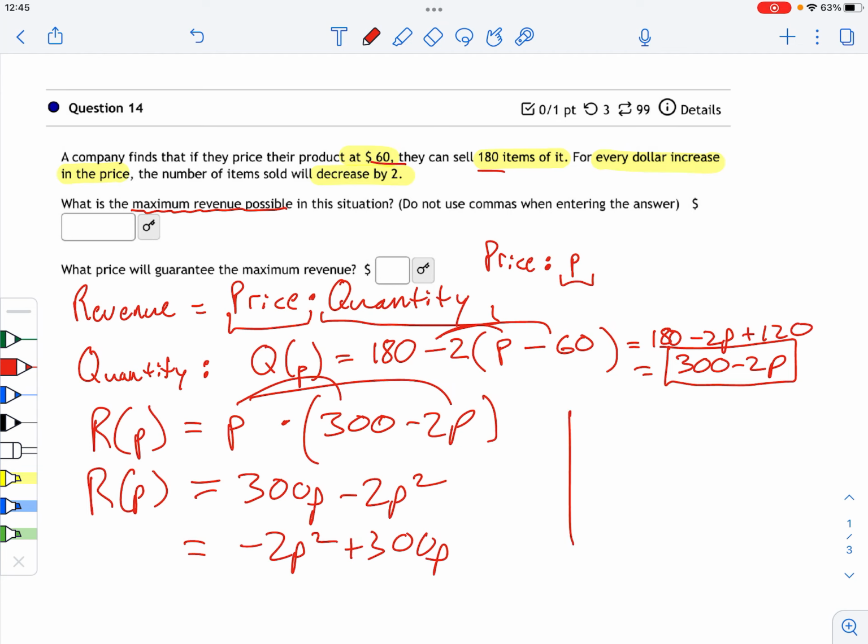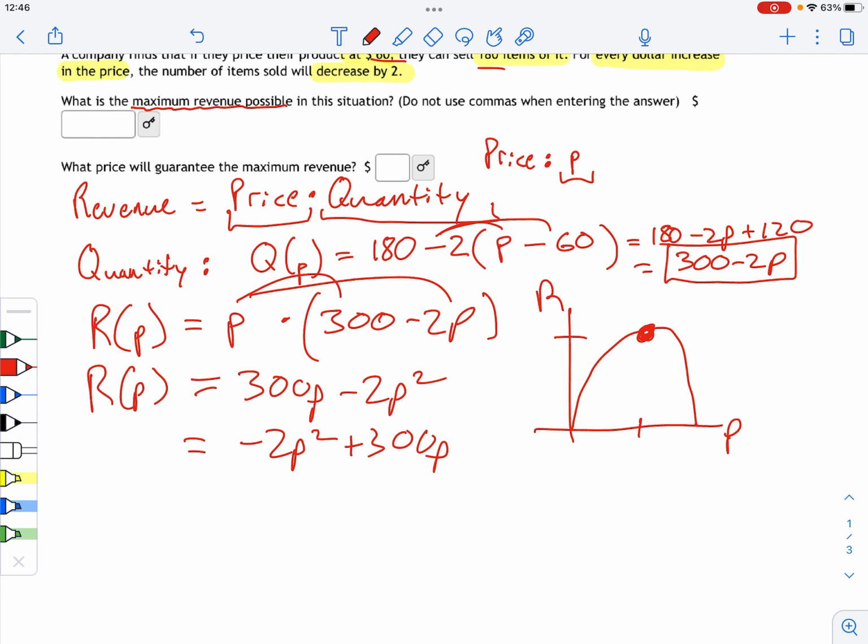So if we were to graph this, what you should expect is an upside down parabola. And that means we have a vertex, and that vertex is the highest point. So for a certain price, we get the highest revenue. We want to find out what that is. So that's at the vertex. The maximum happens at the vertex. So let's find the vertex.